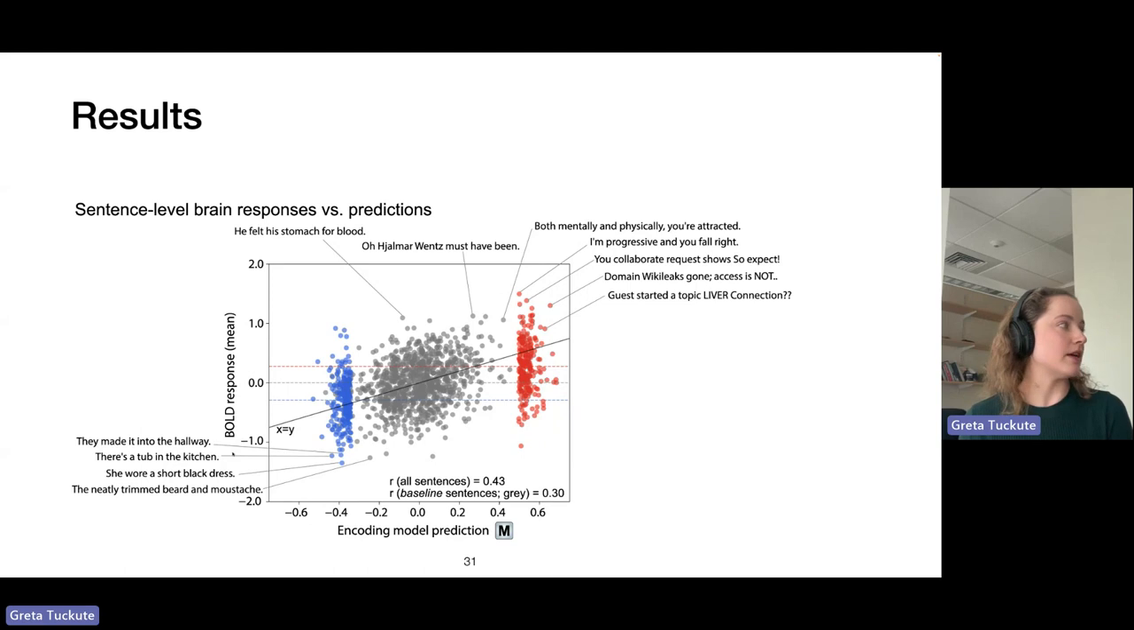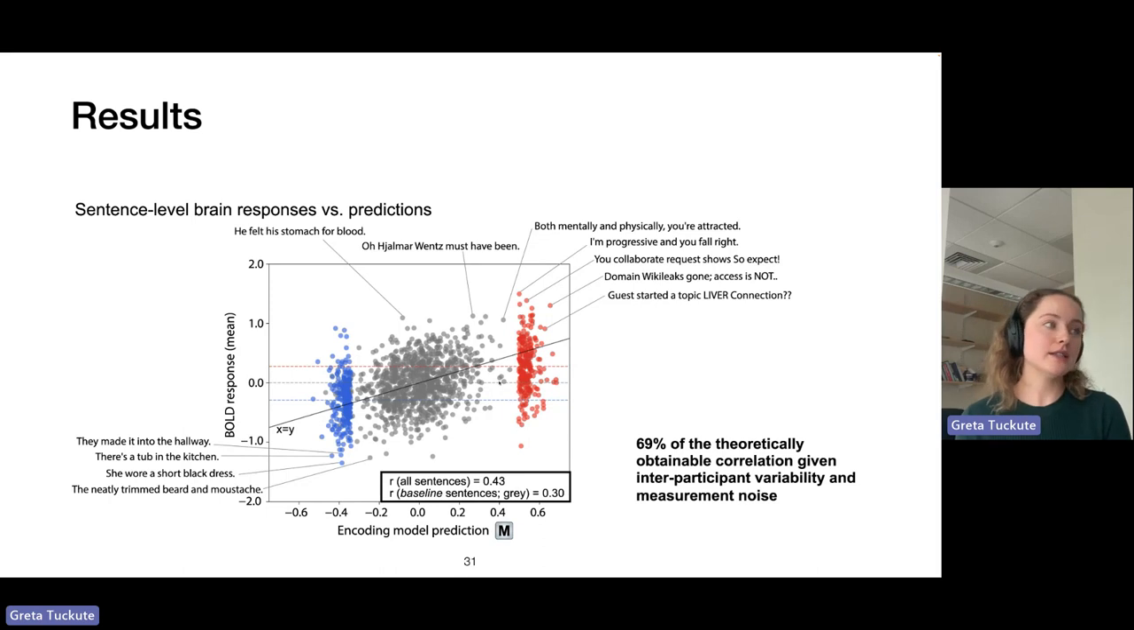On the y-axis, we have the averaged z-scored bold response from the three participants that we collected data from. And first of all, we can ask, how good is the performance of this model? We see that the correlation is indeed positive. And in simulations, we quantified that this is 69% of the theoretically obtainable correlation given inter-participant variability and measurement noise. And then second, we can appreciate what are the sentences that actually elicit highest activity in the language network. And the highest eliciting sentence is, "I am progressive and you fall," right? And some of the sentences that would elicit very low responses would be a sentence like, "She wore a short black dress."